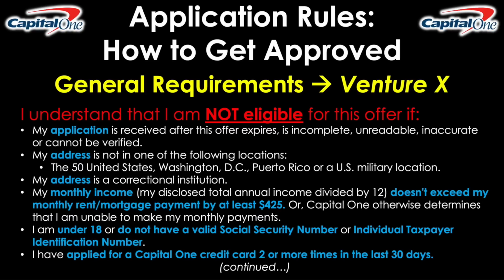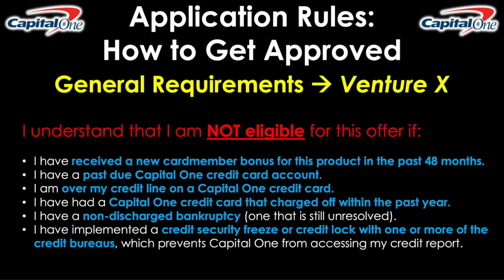I am under 18 or do not have a valid social security number or individual taxpayer identification number, or I have applied for a Capital One credit card 2 or more times in the last 30 days. I'll call that one out separately a little bit later in this video. Next part here and the last half of this, I have received a new card member bonus for this product in the last 48 months. I'll call that one out separately as well a little bit later.